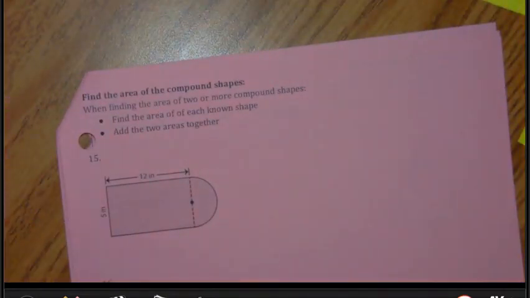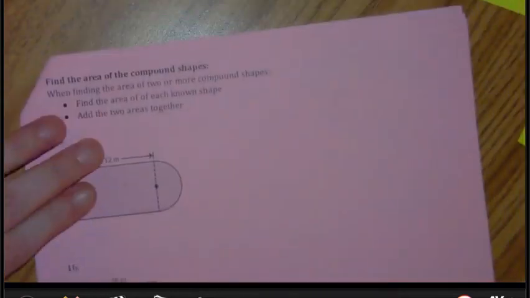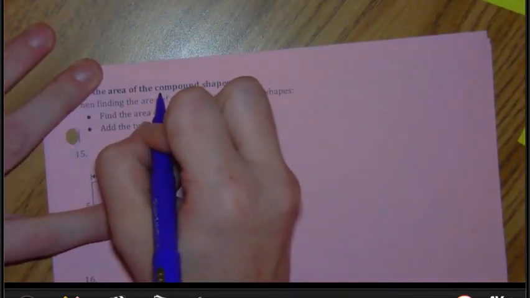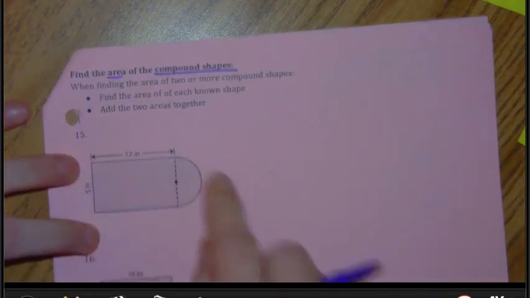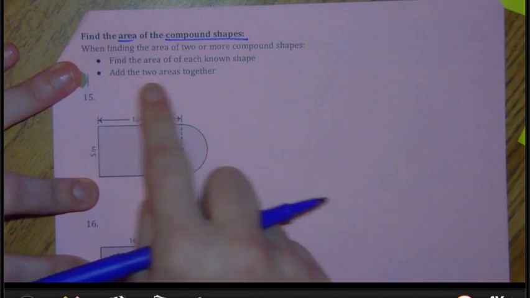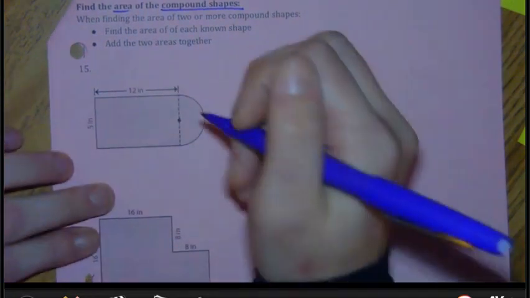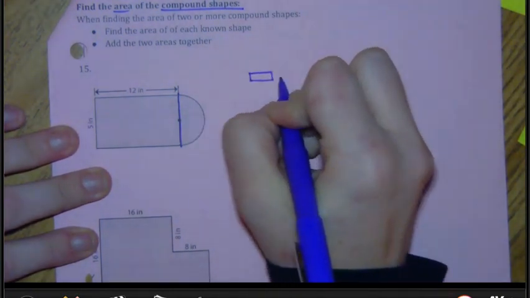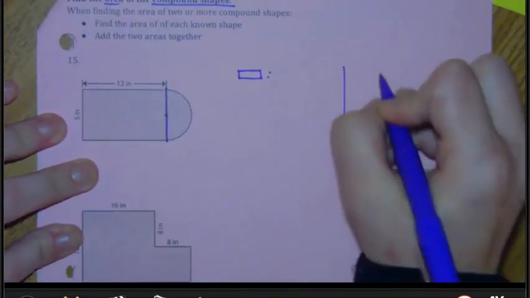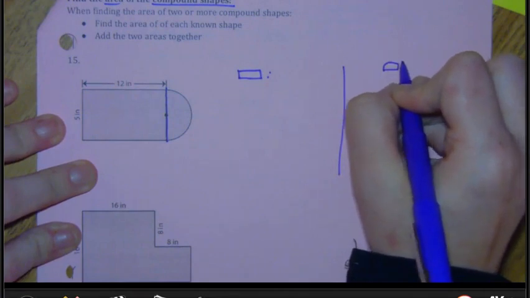All right. Number 15. So for 15, 16, and 17, I am to find the area of the compound shapes. Okay, so I'm going to find the area of each known shape, and then I'm going to add the two areas together. Okay, so I see two shapes right here. My first shape I see is a rectangle, and the second shape I see is a semicircle.